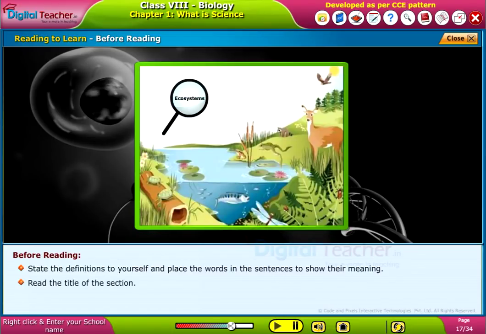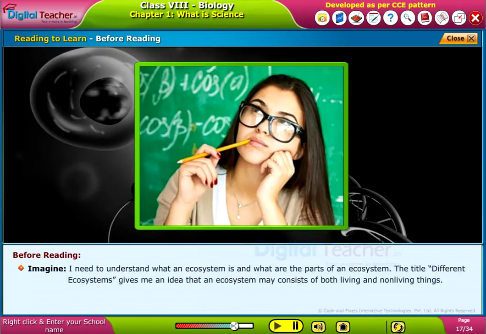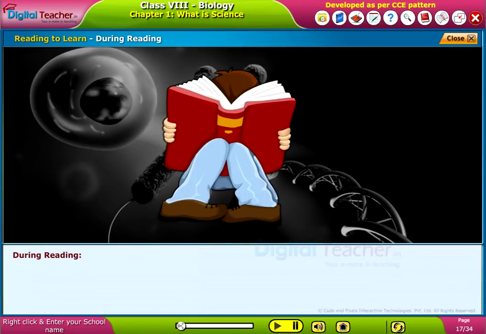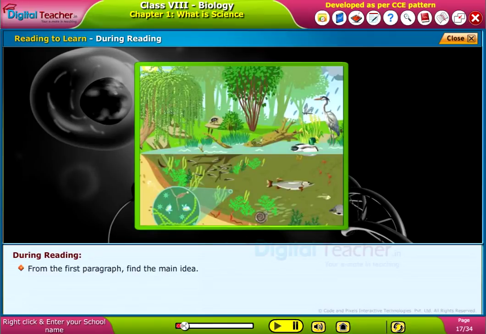Read the title of the section. Imagine, I need to understand what an ecosystem is and what the parts of an ecosystem are. The title Different Ecosystems gives me an idea that an ecosystem may consist of both living and non-living things. During reading, from the first paragraph, find the main idea.